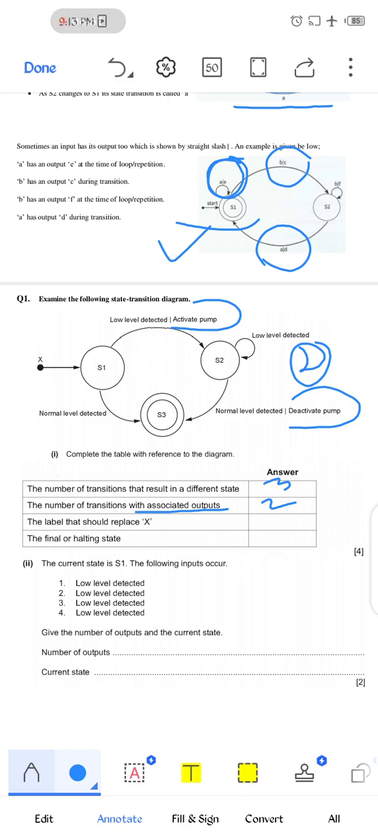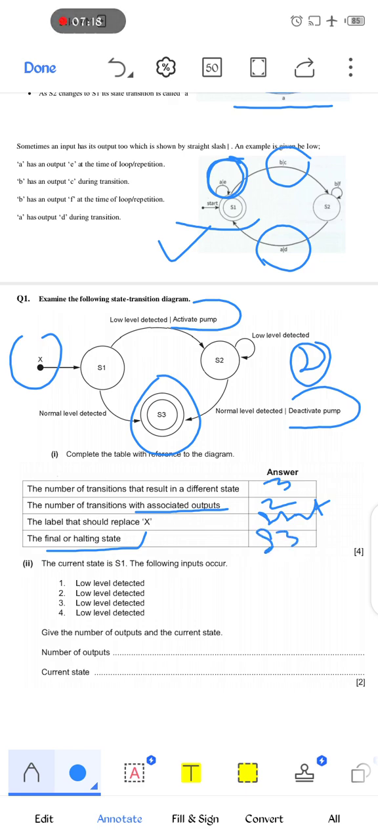The third one is the label that should replace X. The examiner is asking how you will replace X. X is a start, so we can replace it with start. The last question asks about the final or halting state. As I told you, the double circle is the last state, so you will write down the name of this state, which is S3. Now the next question is part 2. Give the number of outputs and the current state. How many times was low level detected the number of outputs? One time.